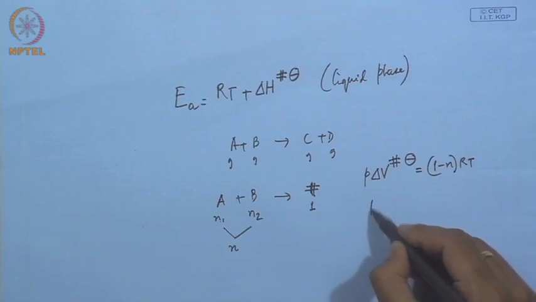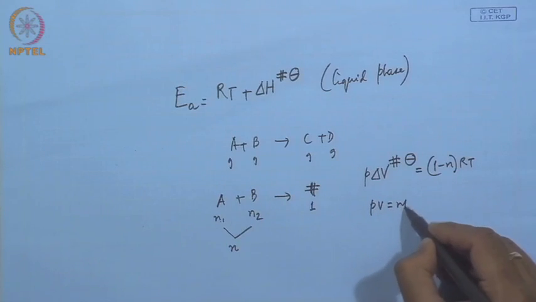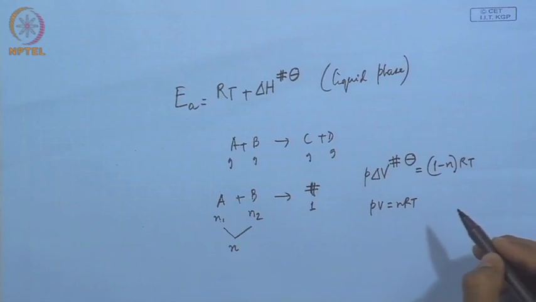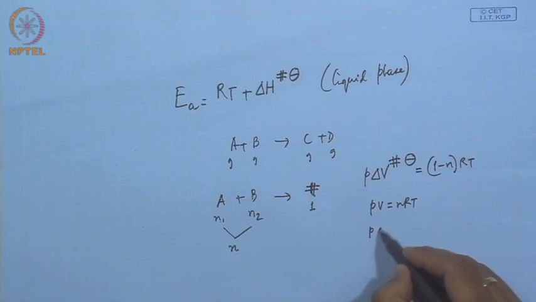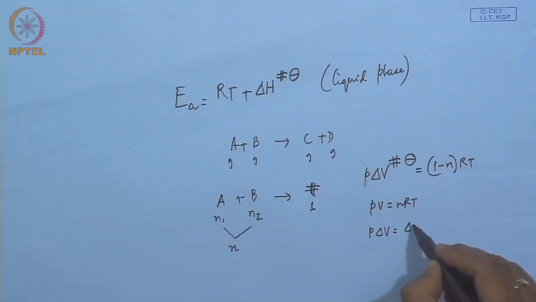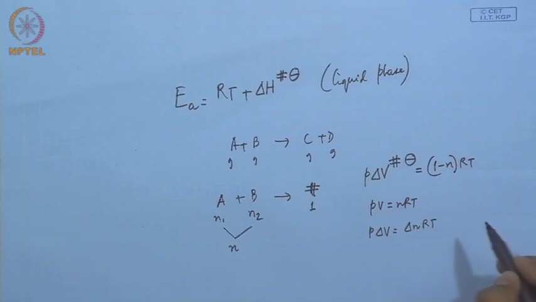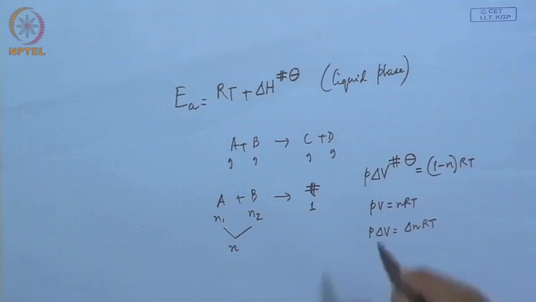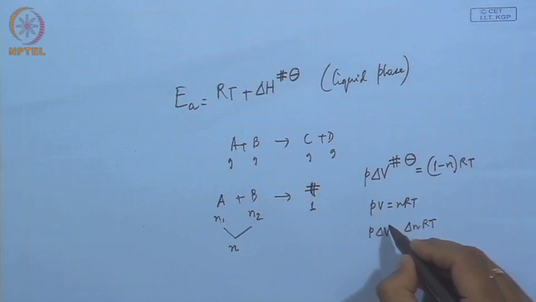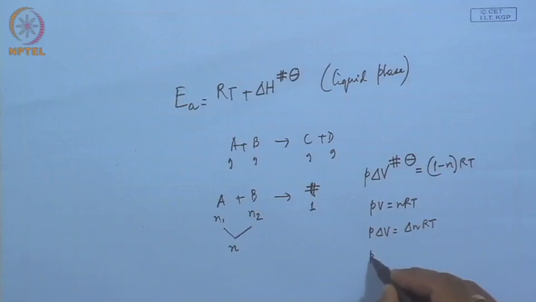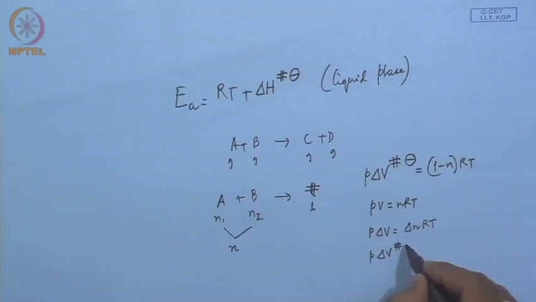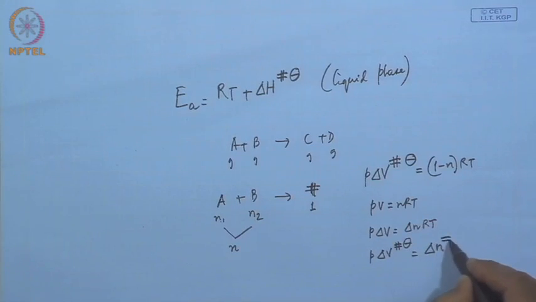Okay. From your PV is equal to NRT, this expression. So, basically P delta V is equal to delta N RT at a given temperature, because you are carrying out this reaction at a fixed temperature. So, that is why P delta V double dagger 0 bar is equal to delta N double dagger 0 bar RT.